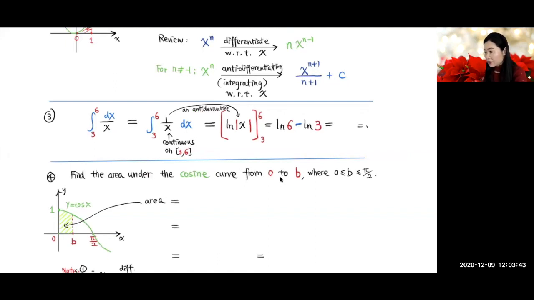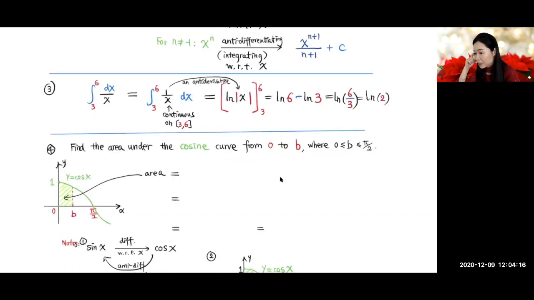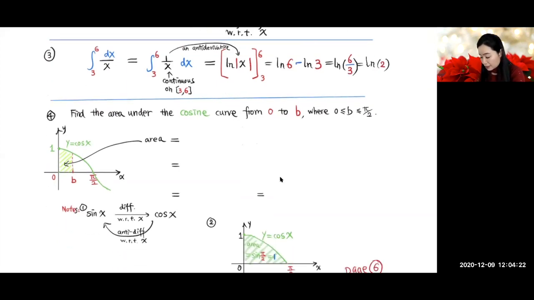Which you could simplify. Remember when you have the difference of two ln's, you can write it as ln of the quotient, 6 divided by 3. 6 divided by 3 is 2. So this is ln of 2. So this integral equals ln of 2. You can think about that as the area under the curve from 3 to 6.